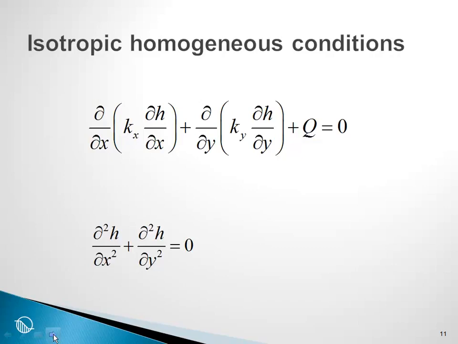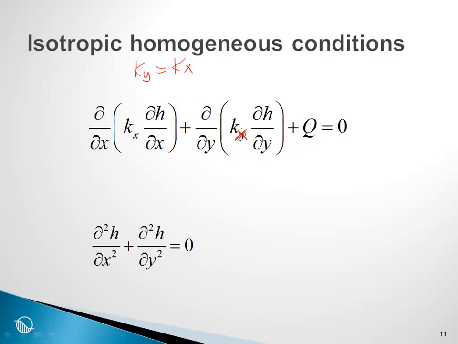Let us look at the special case then of an isotropic homogeneous condition. Let us say, for example, that Ky is equal to Kx. Consequently, this would be Kx, and this would become Kx as well.